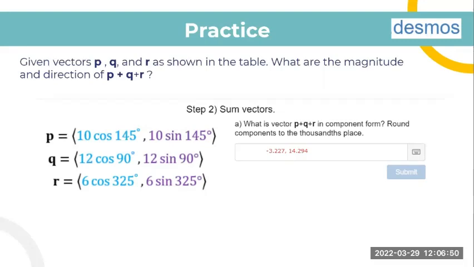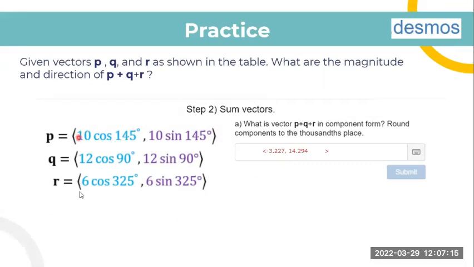And don't forget, if this is component notation, Grace, what should you add to your answer? Same way you wrote it in the Desmos. There you go. Angled brackets. Perfect.